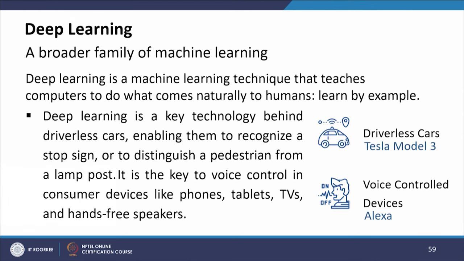So, deep learning is a broader family of machine learning. Deep learning is a machine learning technique that teaches computers to do what comes naturally to humans, that is learn by example. Deep learning is a key technology behind driverless cars, enabling them to recognize a stop sign and to distinguish a pedestrian from a lamppost. It is the key to voice control in consumer devices like phones, tablets, TV and hands-free speakers. So, this is Tesla Model 3, voice control devices, Alexa.